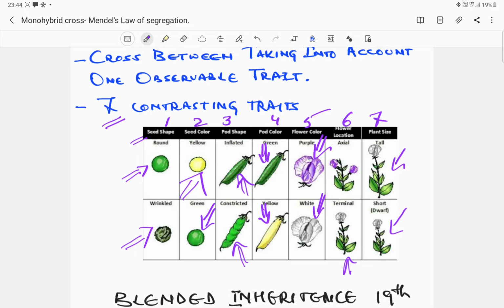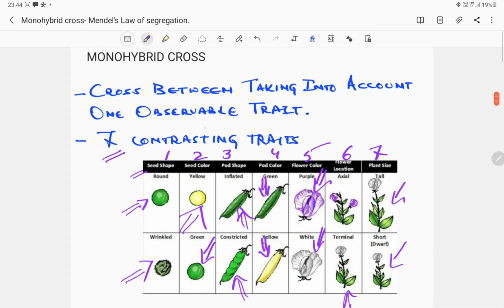And the first thing that he did, he conducted a monohybrid cross on all these 7 traits, by which we mean that he first conducted a hybridization experiment only for, let's say, the seed shape. He was only observing the seed shape in one of the experiments. Then he conducted another similar experiment, taking into account seed color, and then pod shape and then pod color. So this was a very elaborate experimental setup that he had conducted.